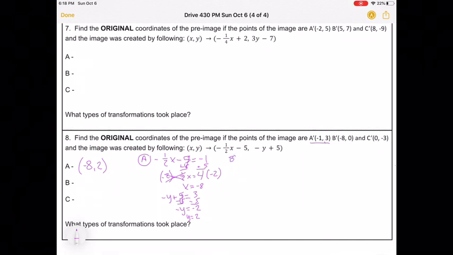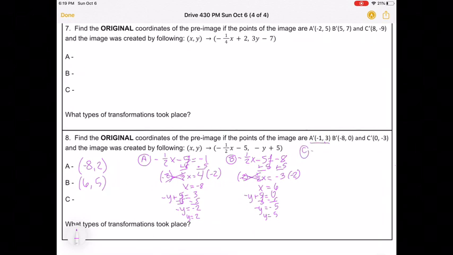Okay, if you have paused, now I should be checking over. So B, we have negative 1/2 x minus 5 equals negative 8. Add 5, negative 1/2 x equals negative 3, times negative 2, x equals 6. All right, for y, negative y plus 5 equals 0. Subtract 5, negative y equals negative 5. Get rid of the negatives, y equals positive 5.